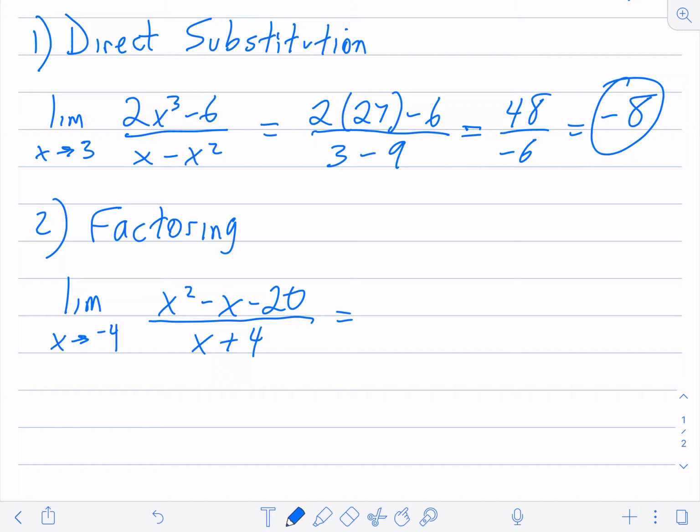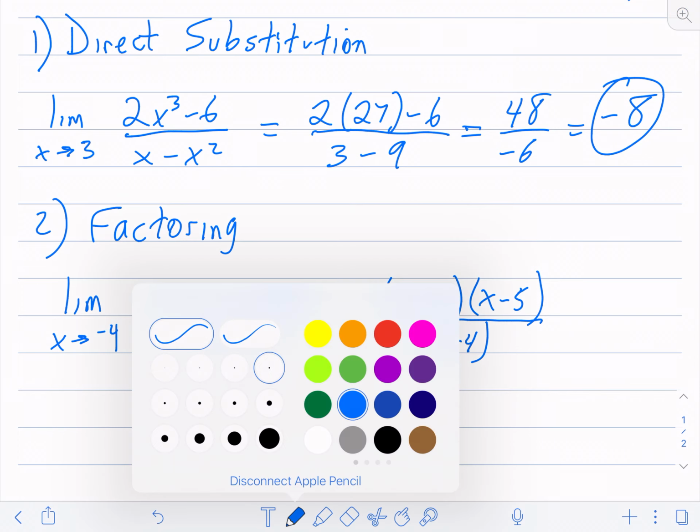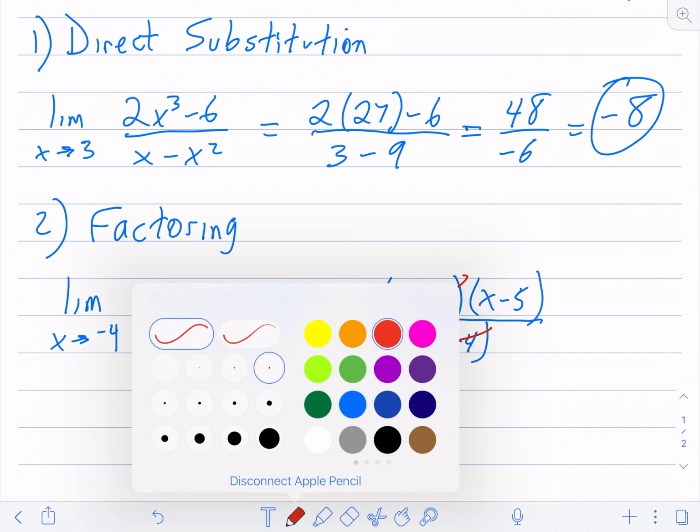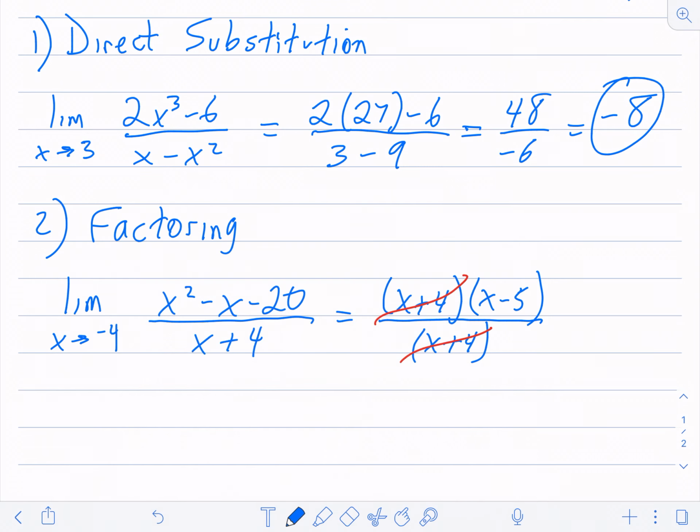Let's factor the numerator here, and that's going to be x plus 4 times x minus 5, and that's going to give me that negative 20. And then at the bottom, I still have an x plus 4. This x plus 4 and the other x plus 4 can both cancel. Now I'm left with an equivalent function of x minus 5. So I have this limit as x approaches negative 4 of x minus 5. If I graph these, they will be the same.